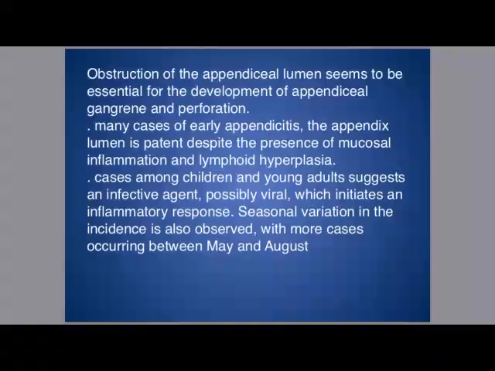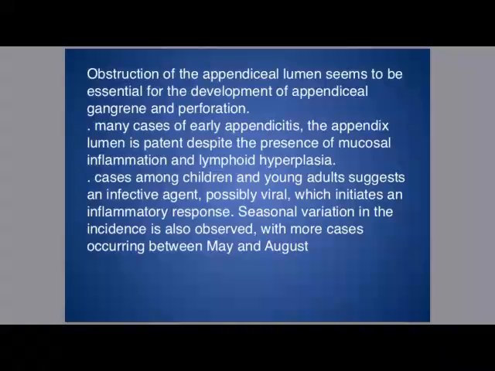Obstruction of the appendiceal lumen seems to be essential for development of appendiceal gangrene and perforation. So most of the gangrenous and perforated appendicitis is usually ranked as obstructive appendicitis rather than non-obstructive. So we have two types of acute appendicitis, obstructive and non-obstructive. And later we will discuss these two entities.